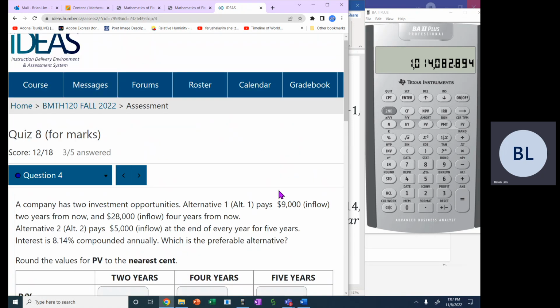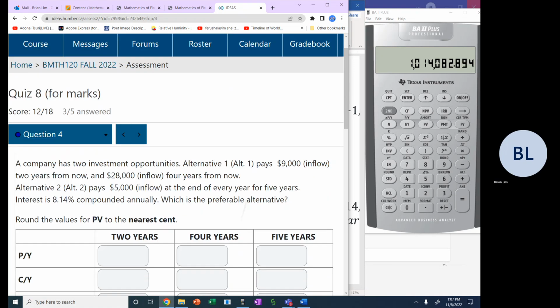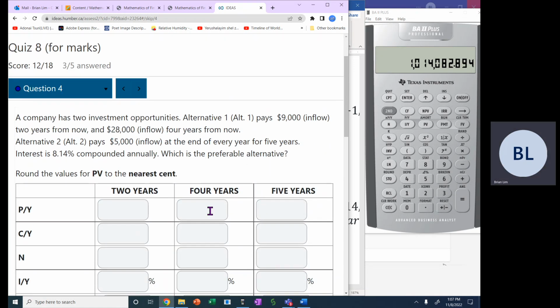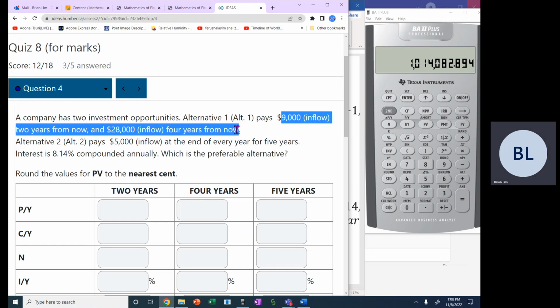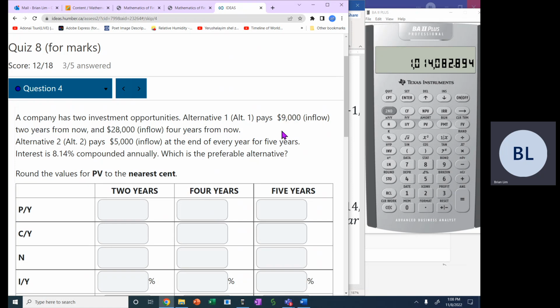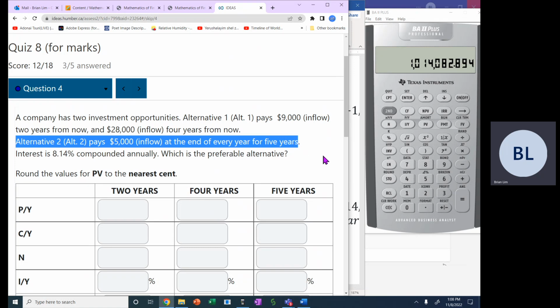All right, let's go to the next question. All right, the company has 2 investment opportunities. Okay, alternative 1 or alt 1 pays $9,000 2 years from now and $28,000 4 years from now, meaning those are inflows, those are monies coming in. Alternative 2 or alt 2 pays 5,000 at the end of every year for 5 years.